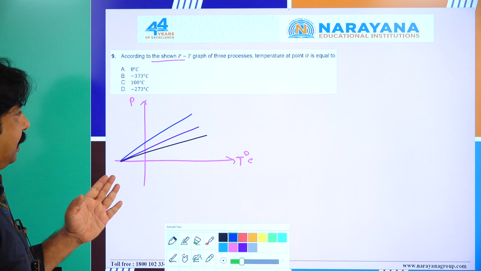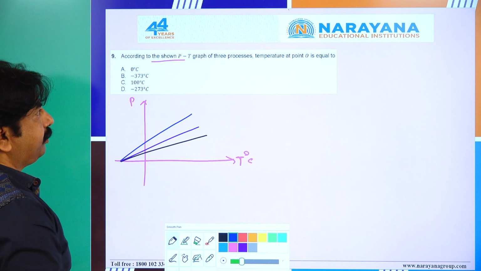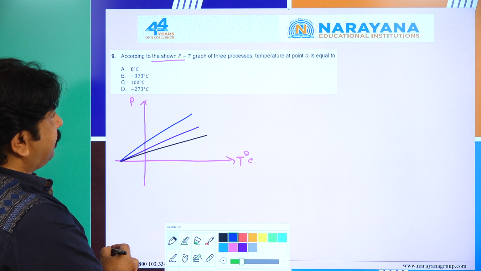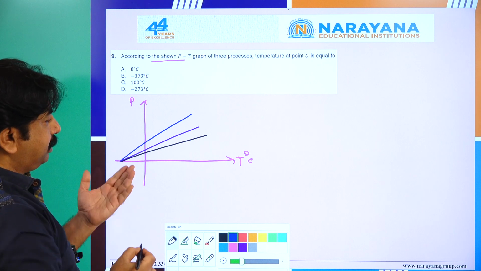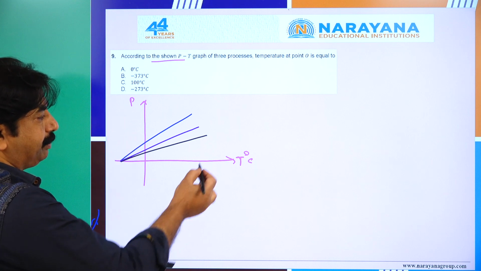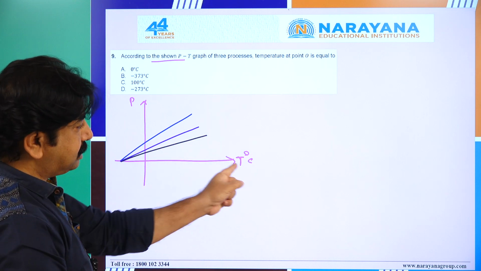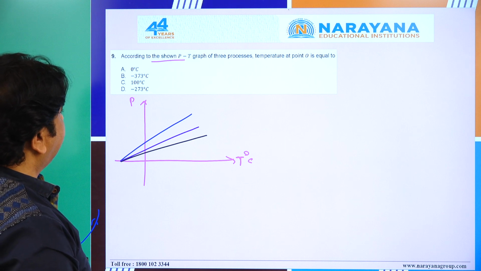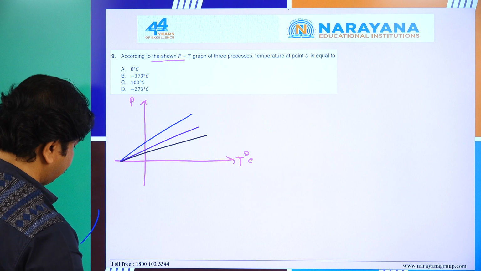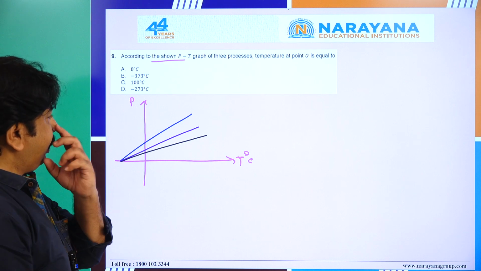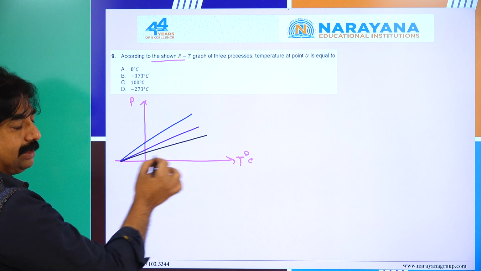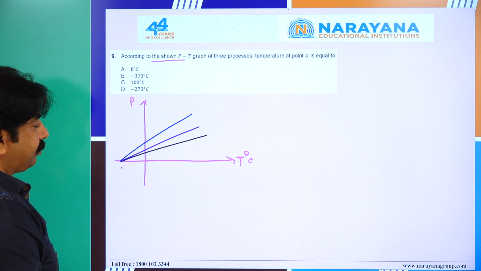Actually this is the graph for three different gases. But whatever it may be, all three different gases have the pressure P on the y-axis and temperature in degrees Celsius on the x-axis. All these curves intersect the temperature axis at a single point only.